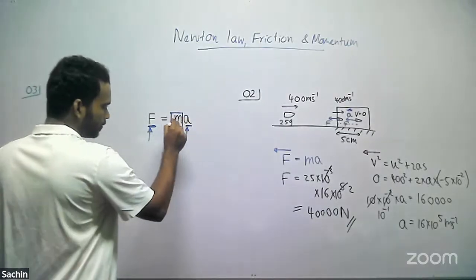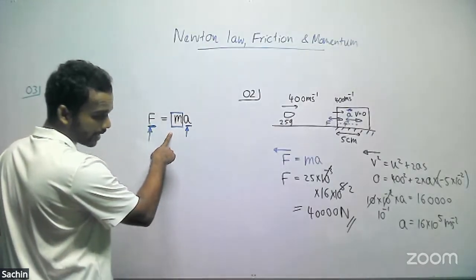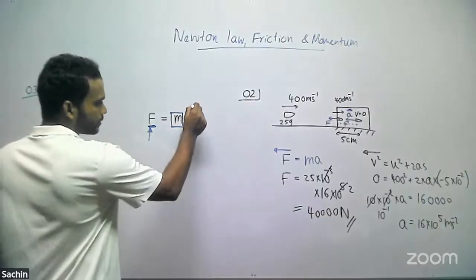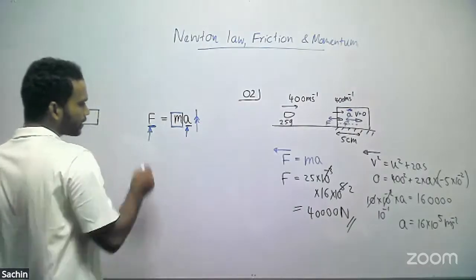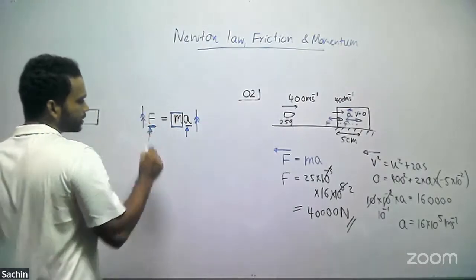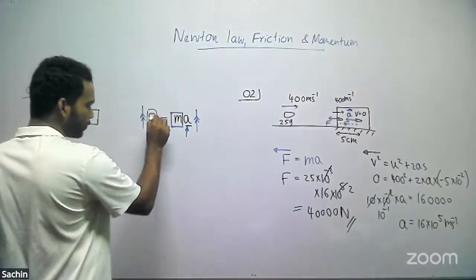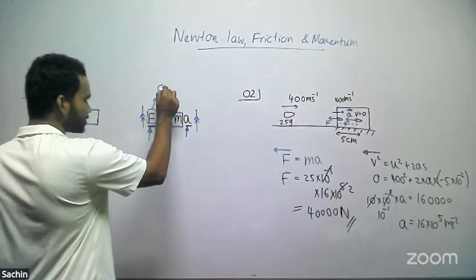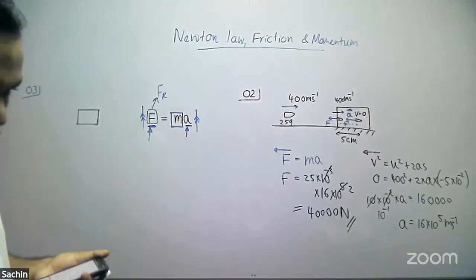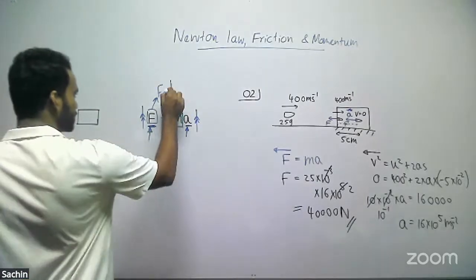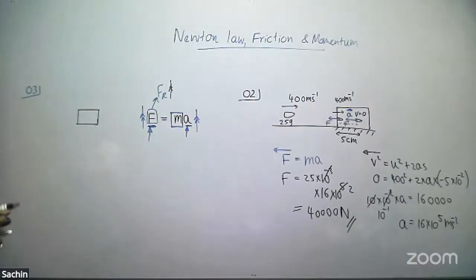Unbalanced force causes acceleration. So in all 5 answers, the mass is constant. Mass is the same, capital M. So the highest acceleration will be when the force is also the maximum. But remember, this F is not just the force, it is the resultant force. So the object gets the highest acceleration when the resultant force is highest. So you have to choose the case in which there is the highest resultant.